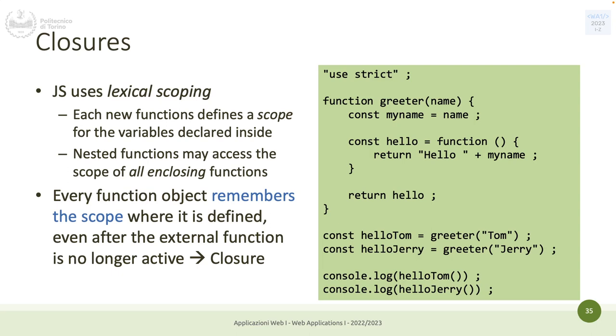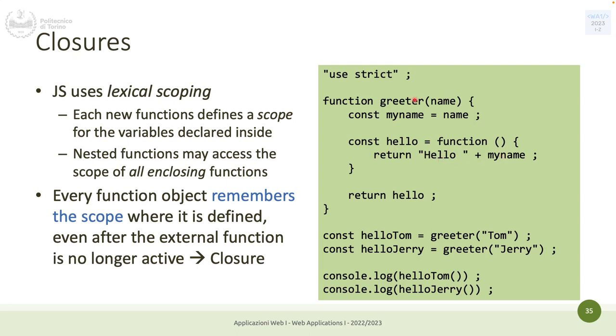And every function, which is an object, remembers the scope where it was defined, even after the external function does not exist anymore in the execution. What does it mean? Look at this example. We have a function called greeter that gets a name, puts the name in a variable, and then defines another function, an inner function, that just returns hello plus the name.